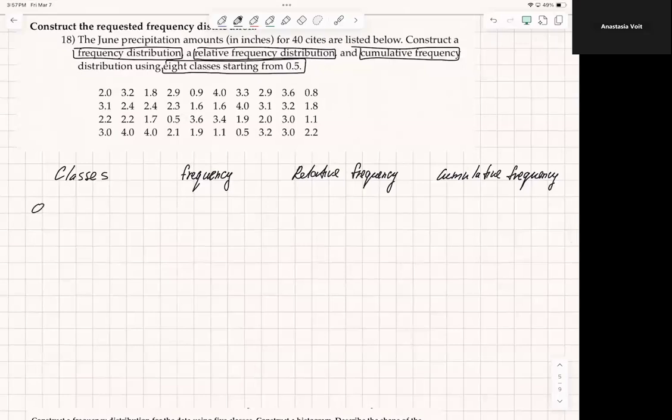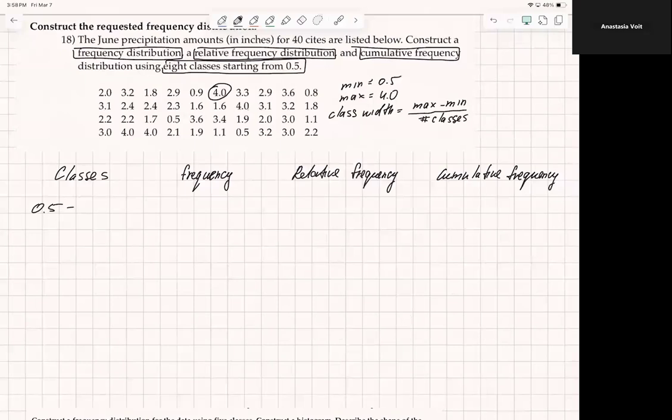Now, we know that we need to start from 0.5, but what next, right? So what we know is that the minimum is 0.5, the maximum is, let's see what we have here. I think it's 4.0 in this case. I don't see any other value that is greater than that. So we want to find the class width, which is maximum minus minimum divided by the number of classes that we want, right?